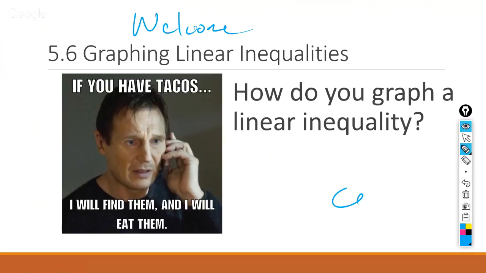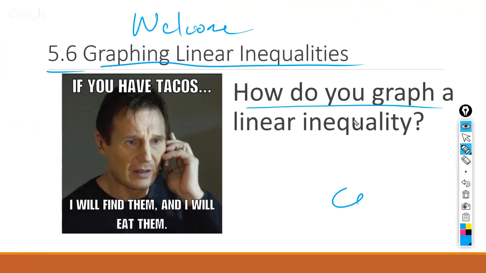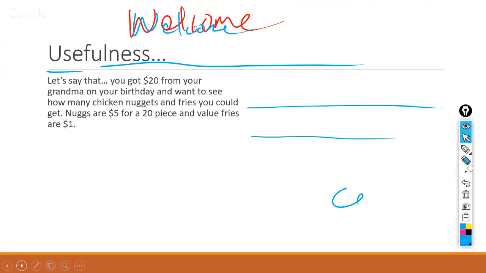Today we are on 5.6, graphing linear inequalities. Here's a meme. If you have tacos, I will find them and I will eat them. How do you graph a linear inequality? That's what we're doing today. So, usefulness.